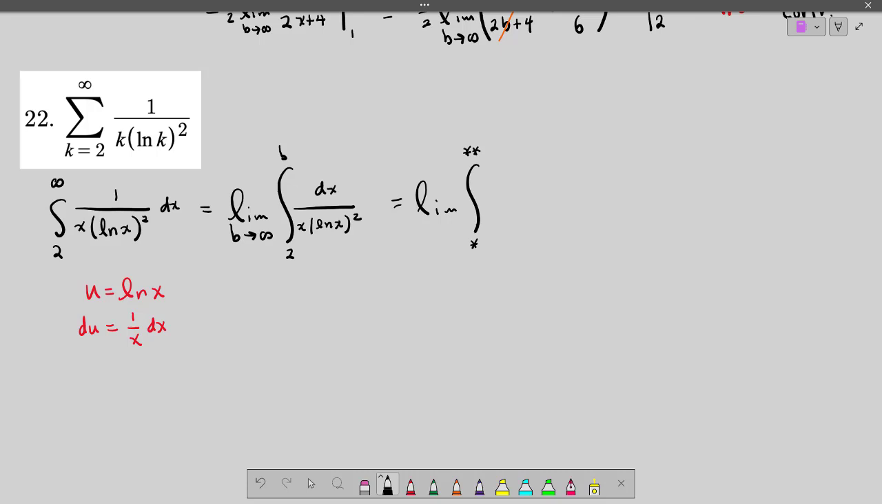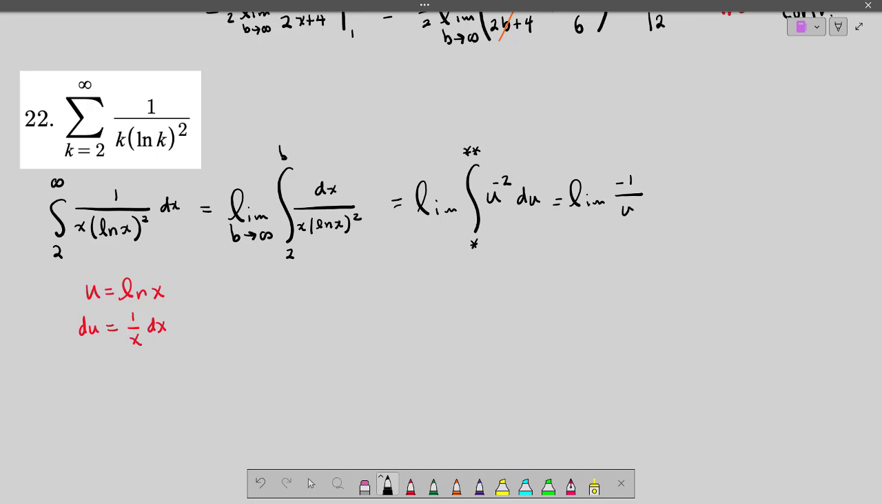And we see that the dx over x, that is du. So dx over x is du. And this is going to be u to the 2 in the denominator, so it's u to the minus 2 in the numerator. And then we can use our power rule. So we're going to get u to the negative 1 over negative 1. So that's negative 1 over u.